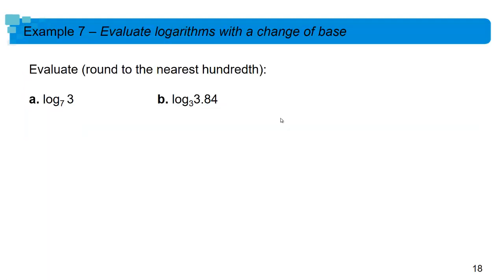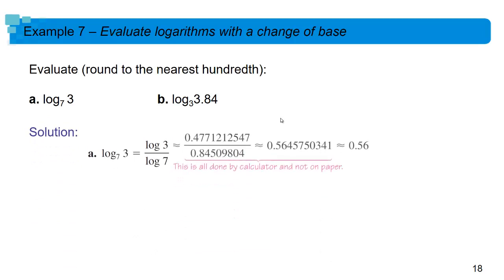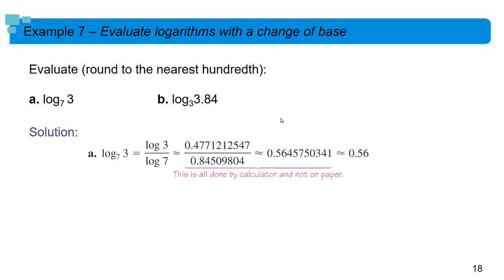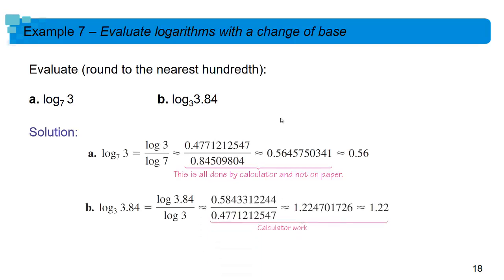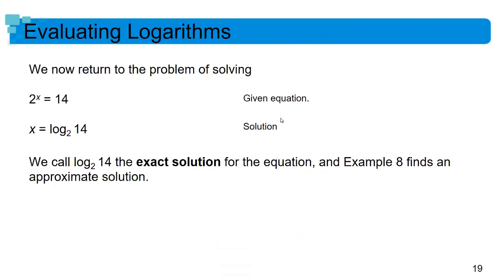So now we can do these. We can turn that into log 3 over log 7, stick that in the calculator, and get basically 0.56. We can do the other one. We can turn that into log of 3.84 over log of 3, or remember we could have been doing these with natural log of 3.84 over natural log of 3, and get 1.22.